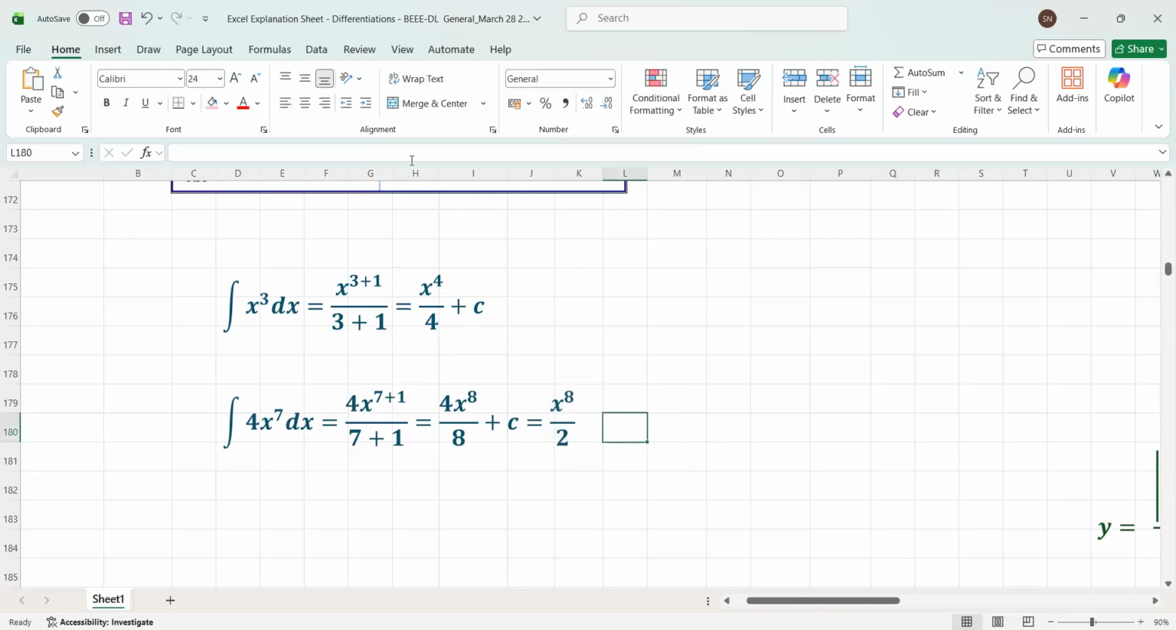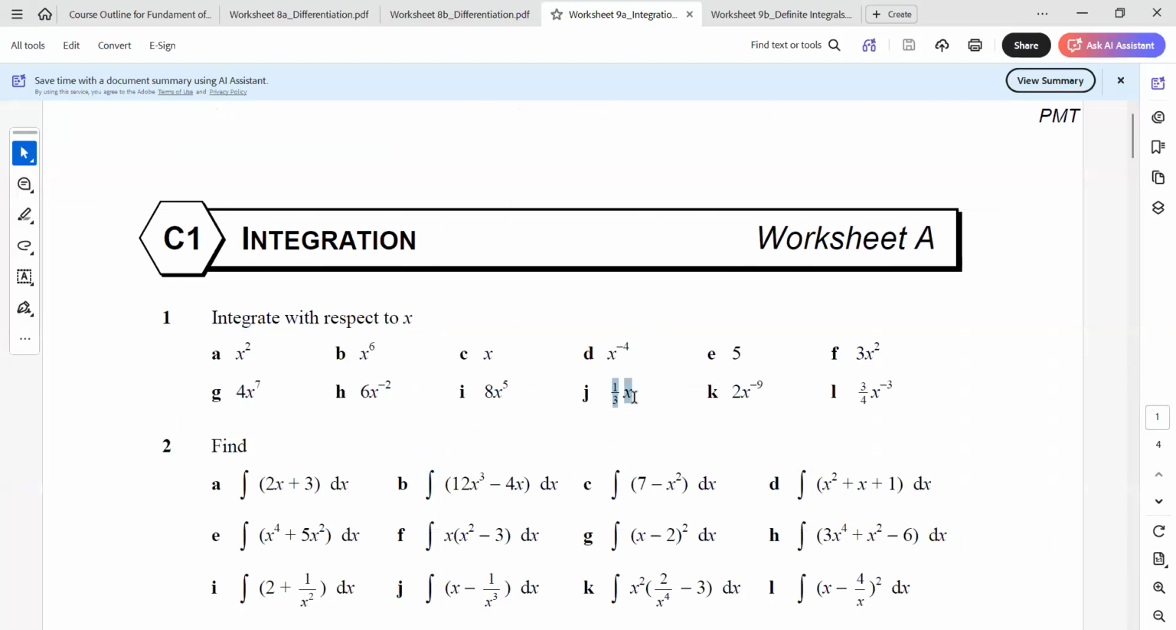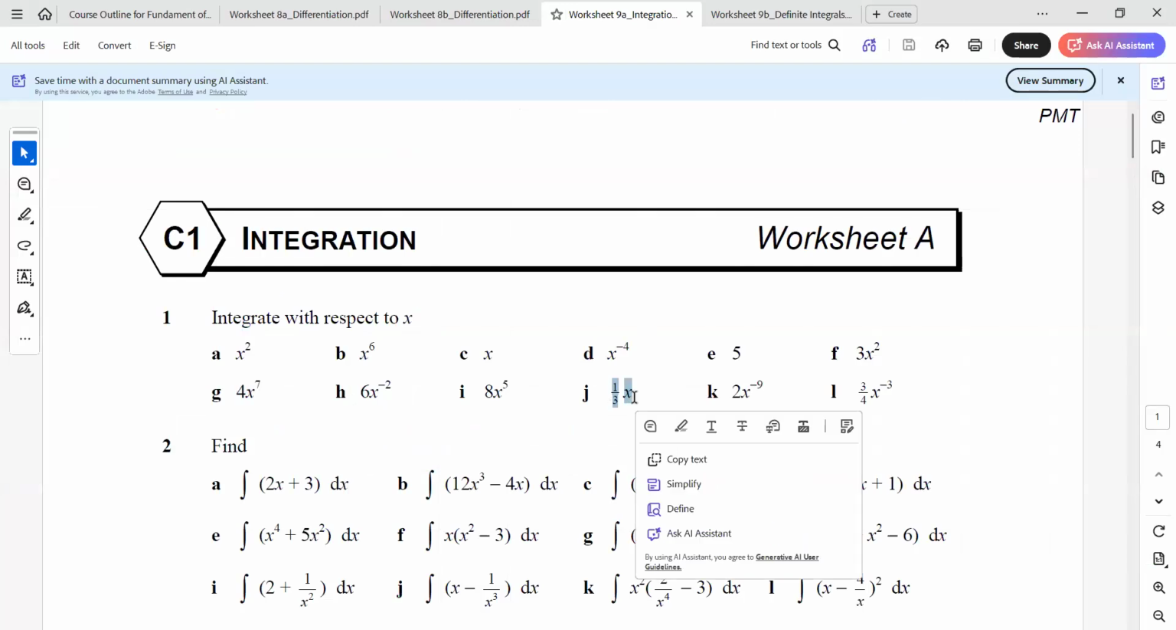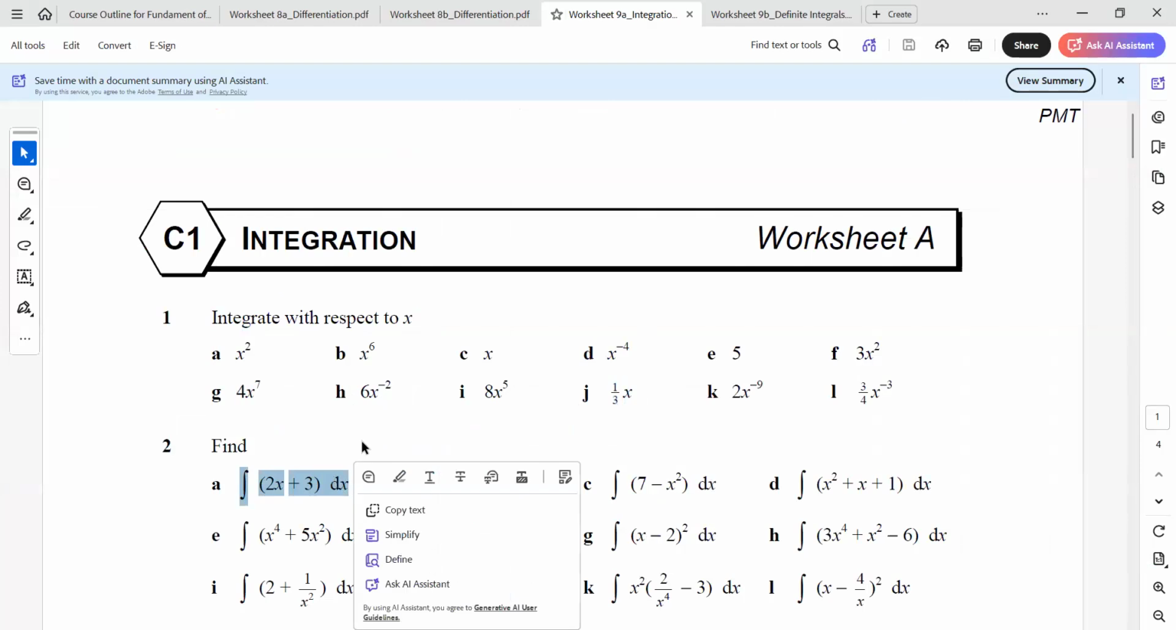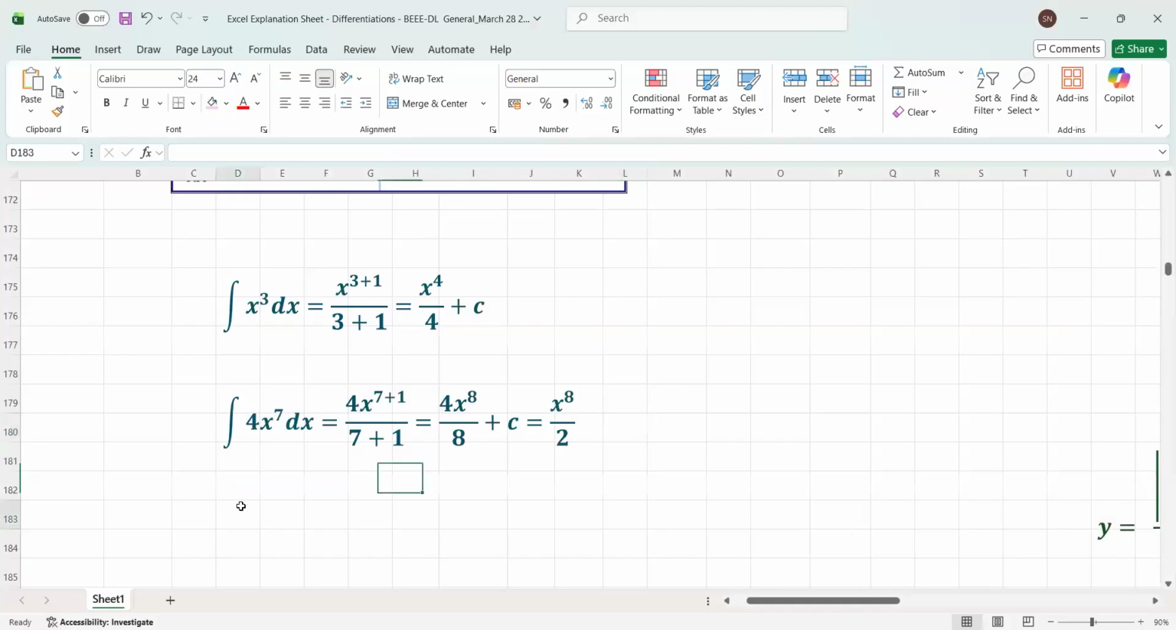So all these questions you have here are the same thing. You look at the power of the x, you add 1 to the power and divide the function by that power. Okay, so let's take something more interesting like this: the integral of 2x plus 3.